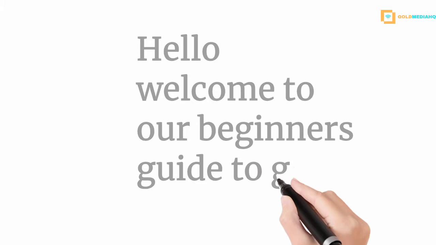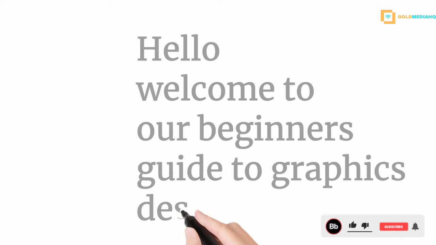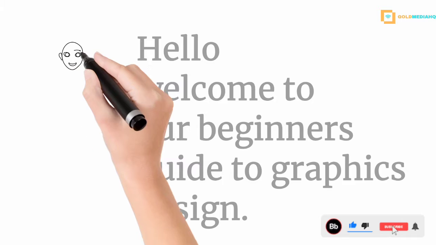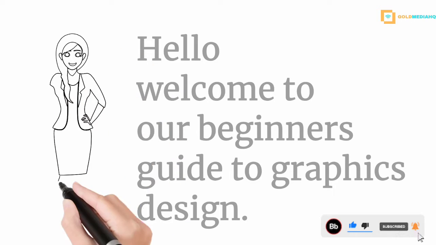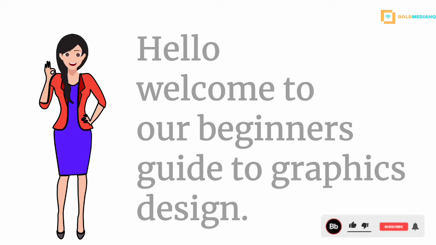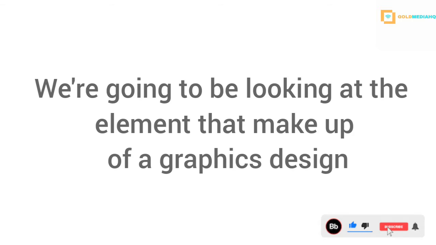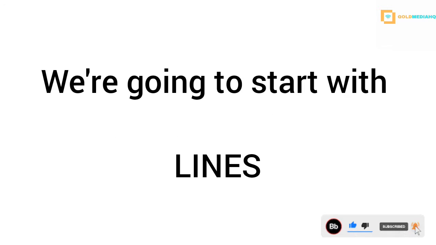This is our beginner's guide to graphics design. We've talked about what is graphics design, and now we are going to be looking at the elements that make up a graphics design. We are going to be starting with line, as apart from a dot or a point, a line is, I think, the next element that makes up a graphics design.